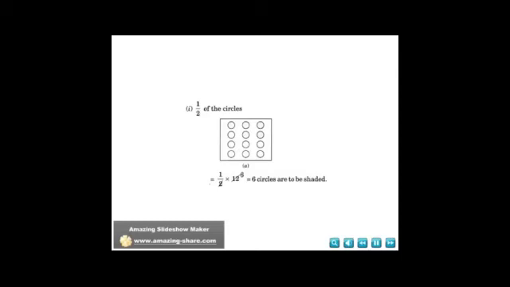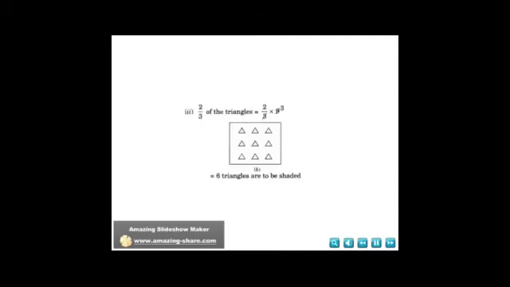Now 2 and 12 can be cancelled. So 2 ones are 2 and 2 sixes are 12. Now the numerators are 1 into 6, which is equal to 6. So we have to shade 6 circles. That is our answer. So from the solution, out of 12 circles, 6 circles are shaded like this.